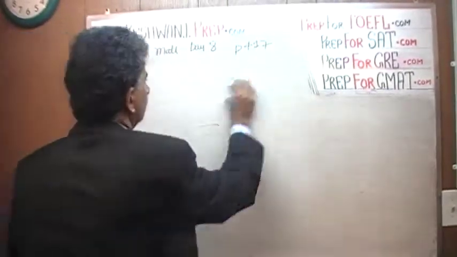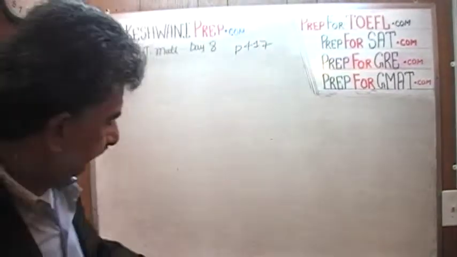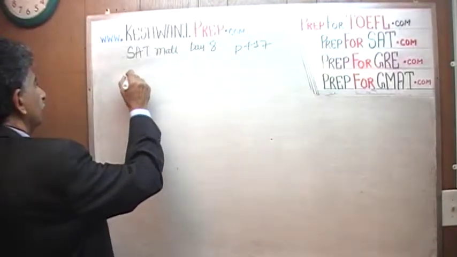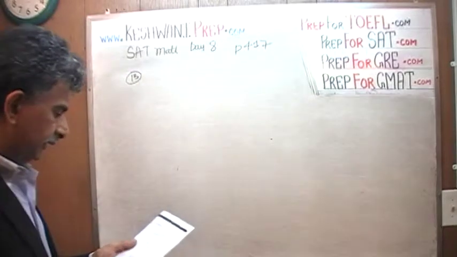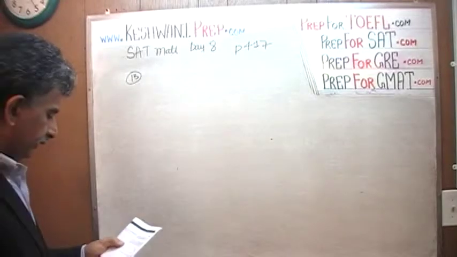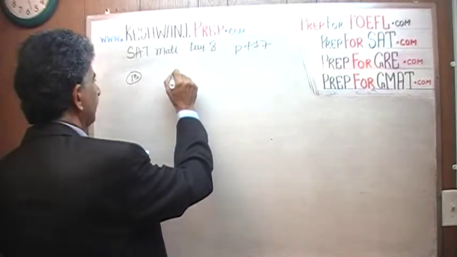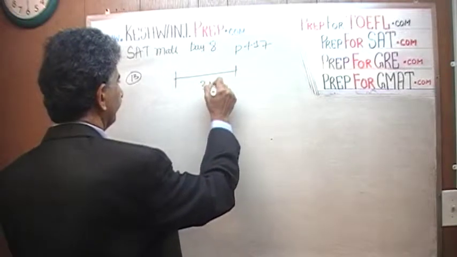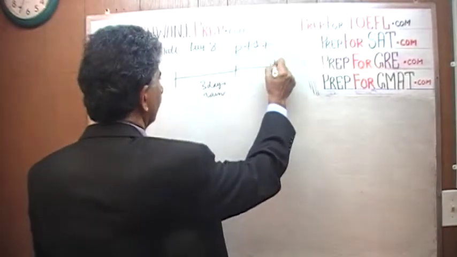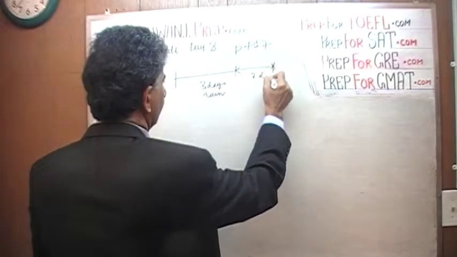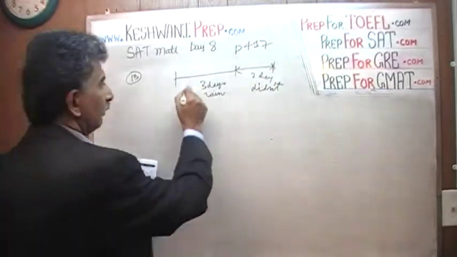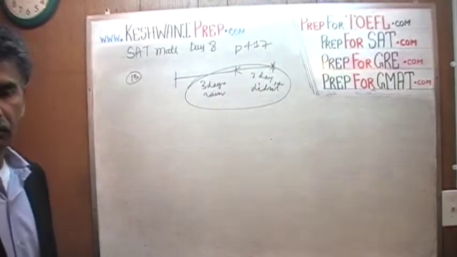Number 13. In number 13, we are told that in a 30-day month, for every 3 days that it rained, we had 2 days when it didn't, making one set of 5 days.